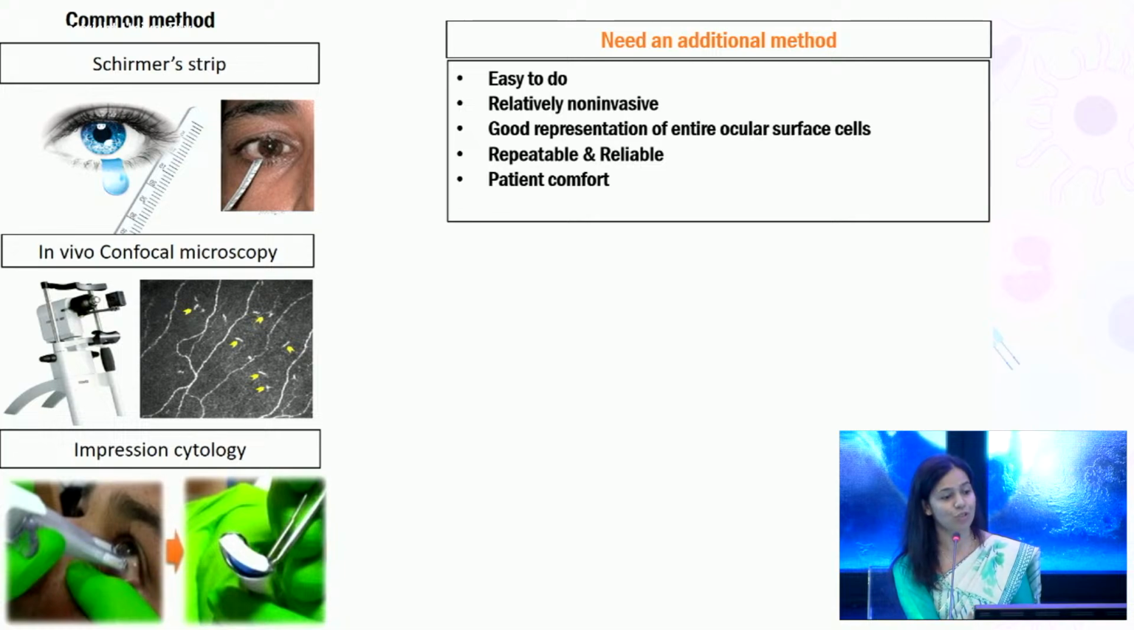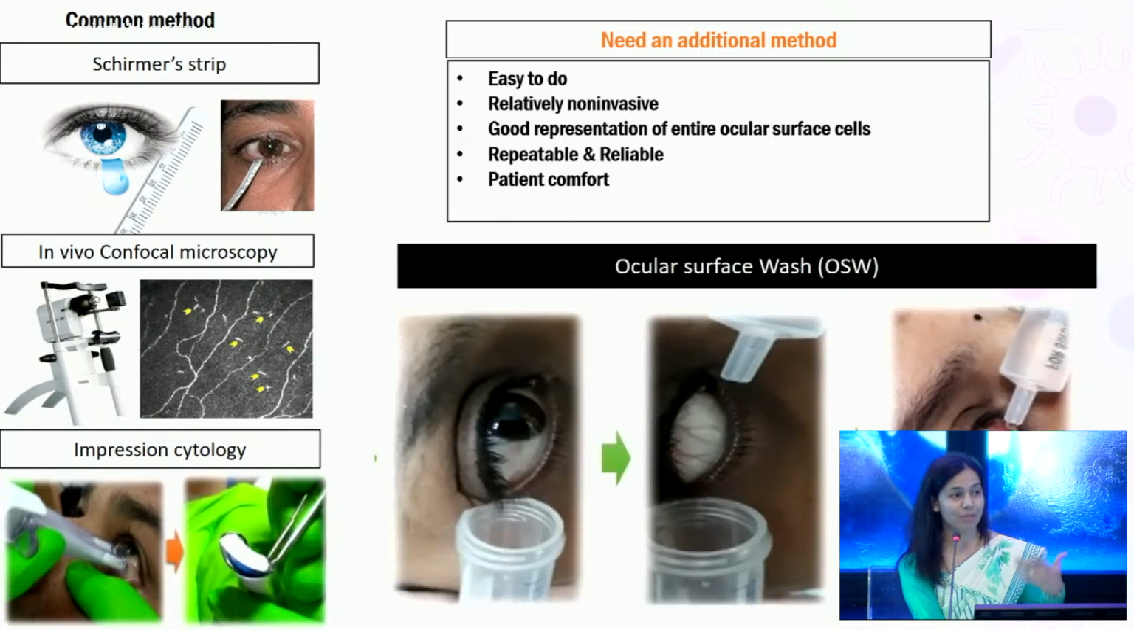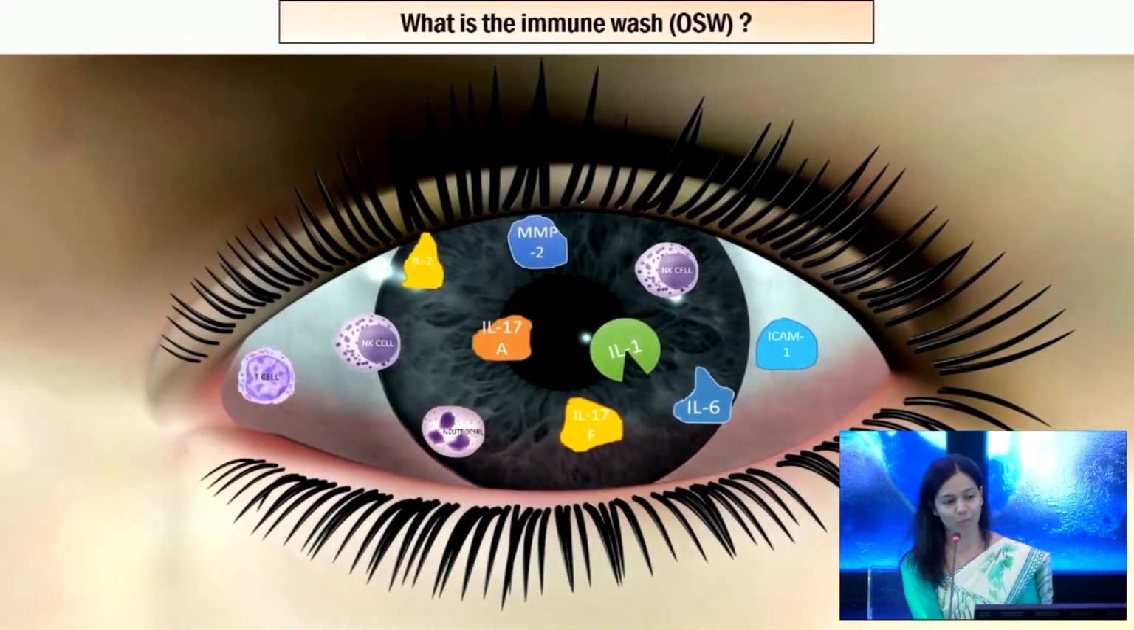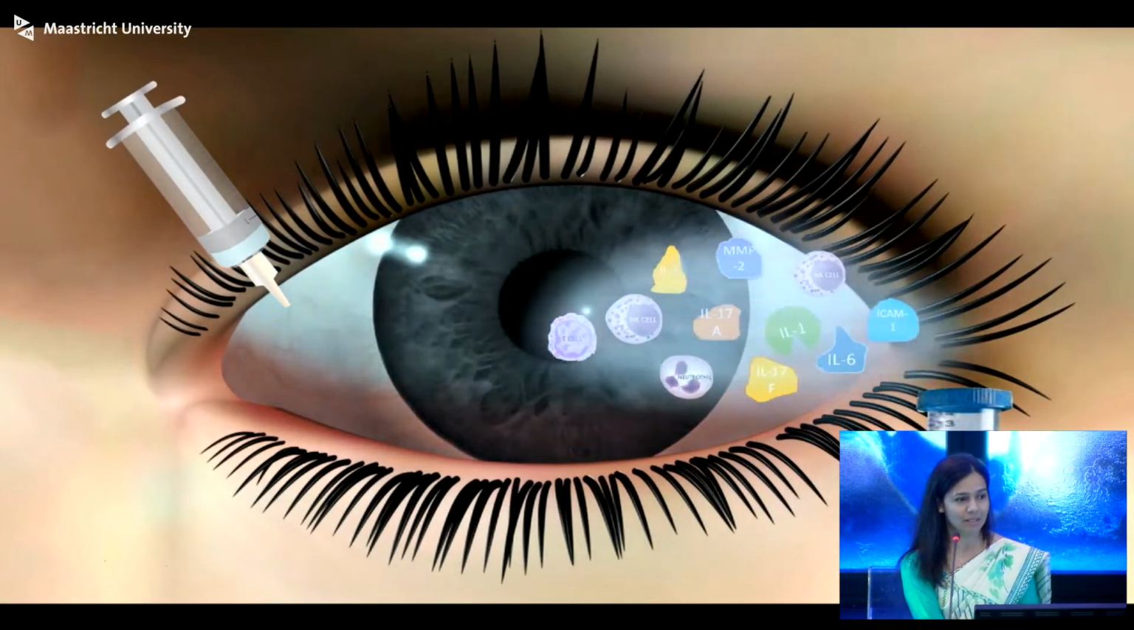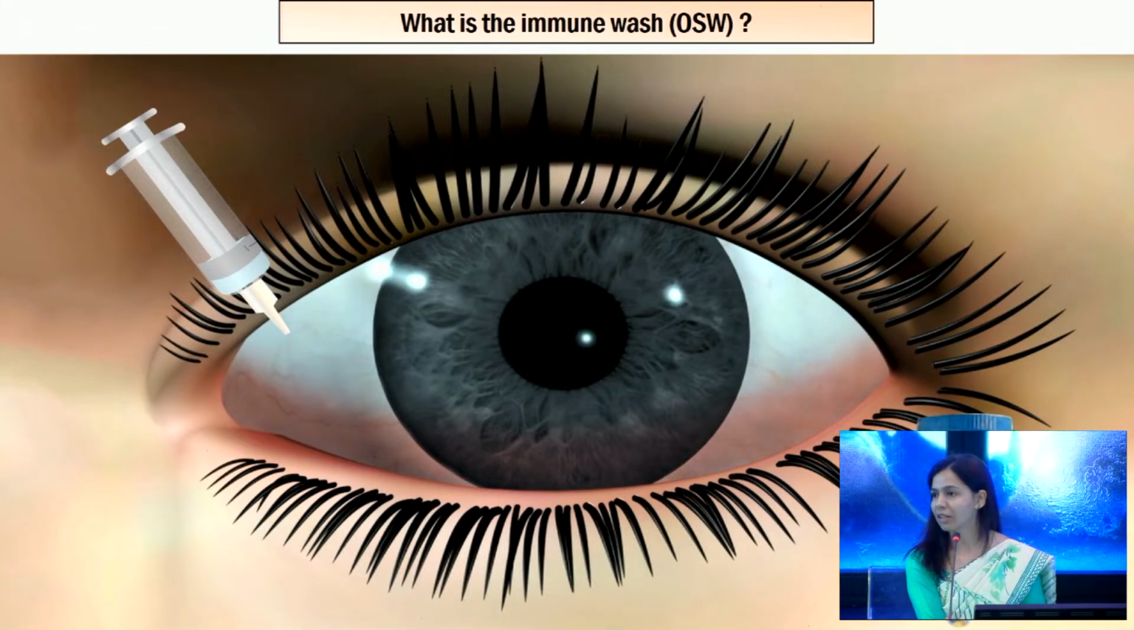Can we have something which is easier to do, gets a good representation of the entire ocular surface, and is also comfortable for the patient? And that's where we found a group who had done the ocular surface wash, and we modified it slightly to make it more repeatable and reliable. So what is this ocular surface wash? As this animation depicts, it's very simply washing the eye of the patient using a sterile normal saline and collecting the wash with the cells of the surface into a sterile tube.